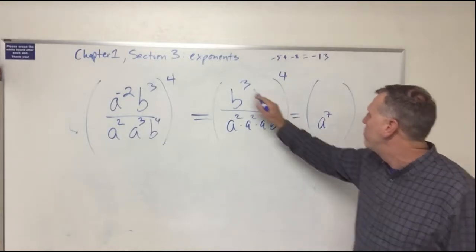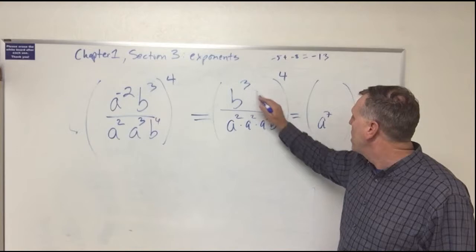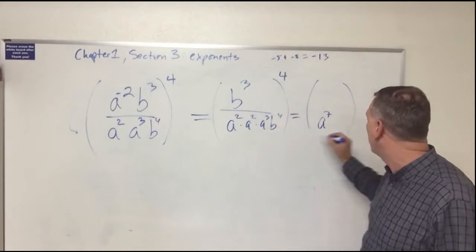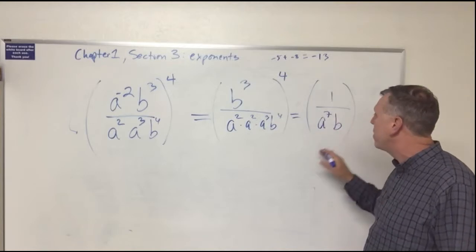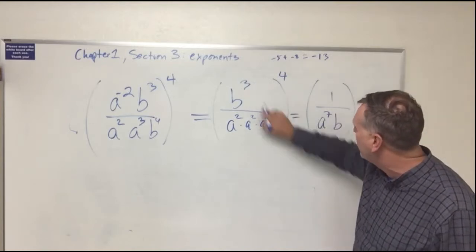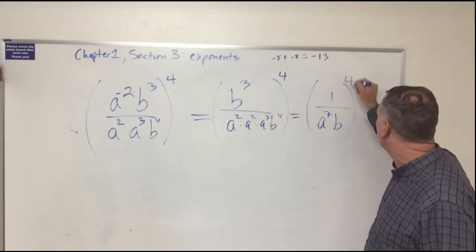In addition to that, though, we have b to the third and b to the 4th, so we're going to subtract. 3 minus 4 is minus 1. That's going to leave us with b to the 1st power in the denominator. You see how there's 4 down here and 3 up there? That will leave us just 1 left here when these things cancel out, this whole thing to the 4th power.